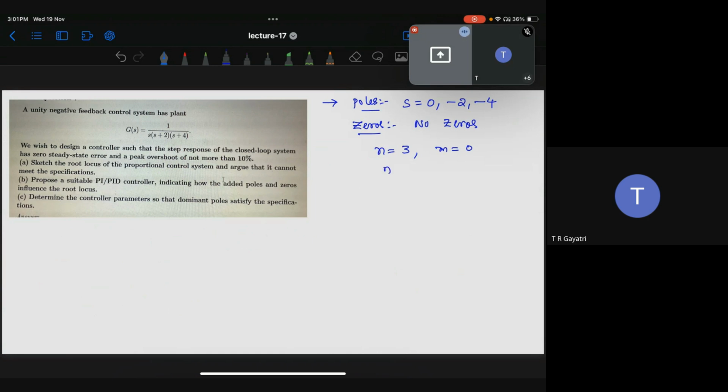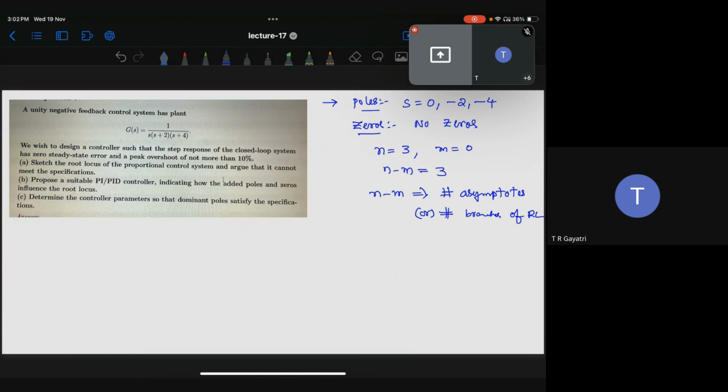So what does n minus m indicate? That is 3. n minus m is the number of asymptotes, which is nothing but the number of branches of the root locus. Correct? So there are 3 branches.